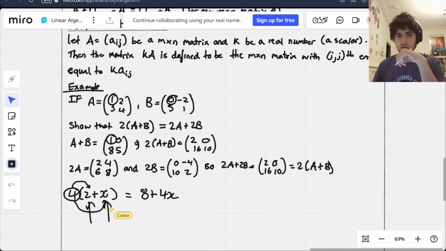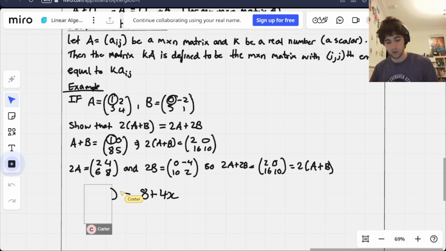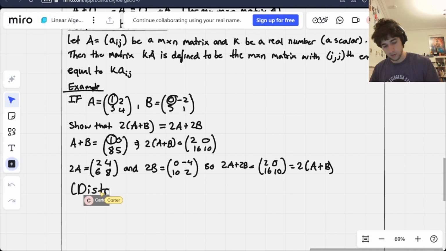So we can distribute the product of a scalar by the sum of two matrices exactly as we would with real numbers, really. So that's what we can take from it. That's called the distributive law.